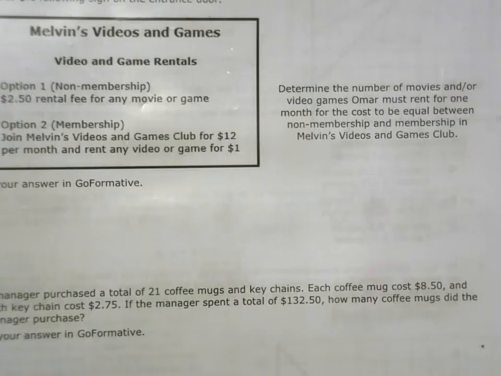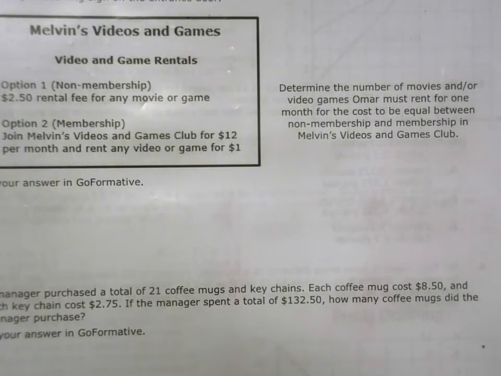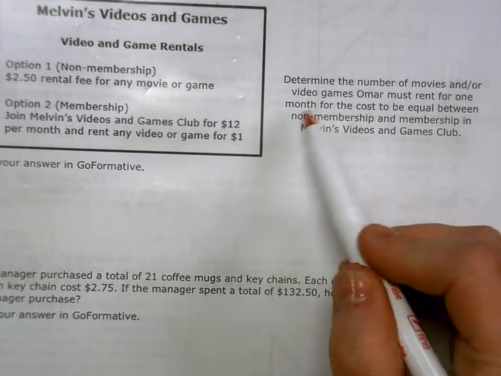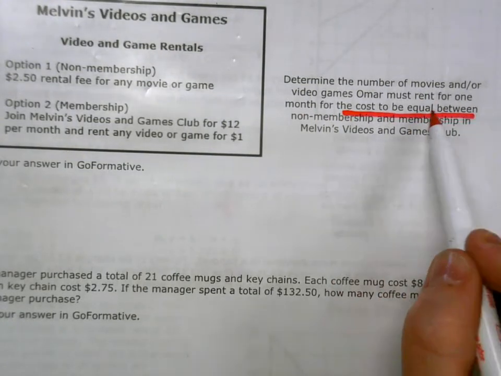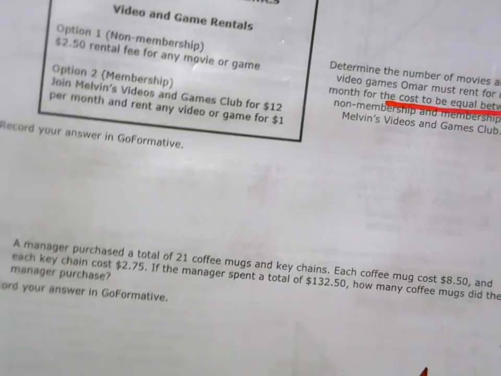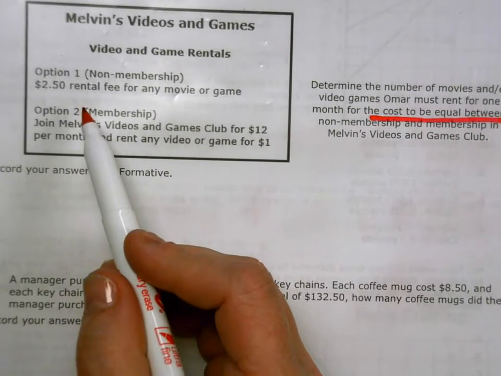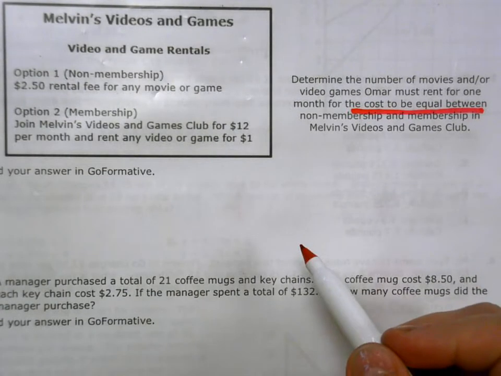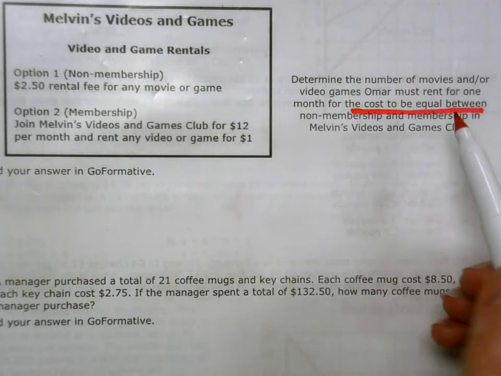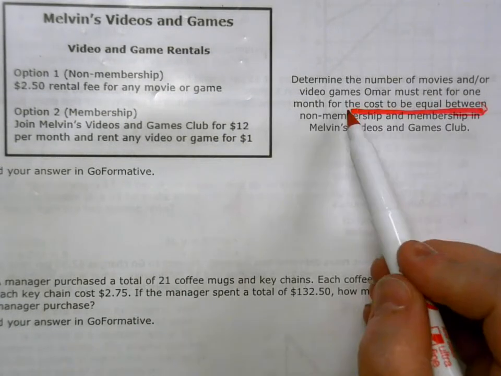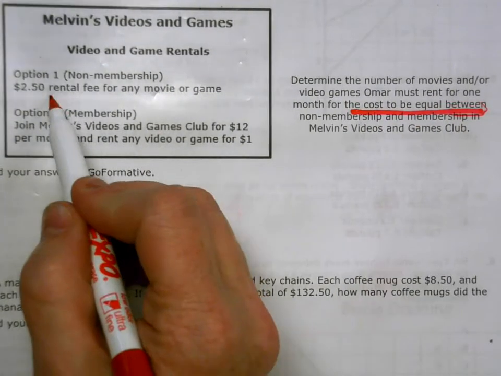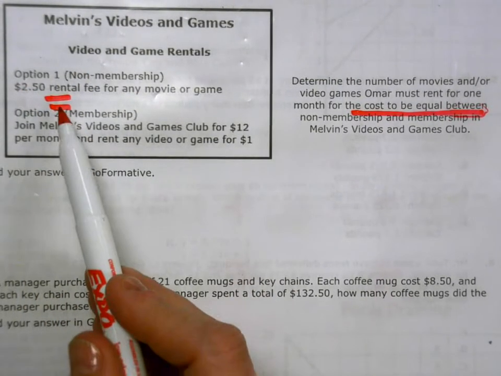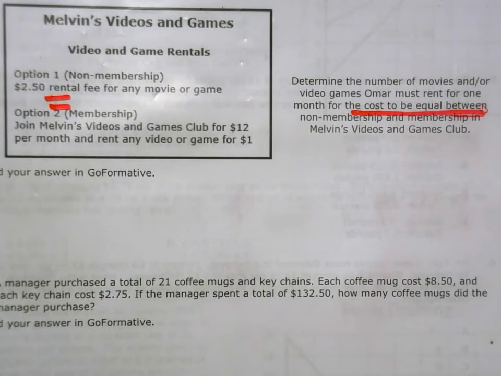If we read the problem, it says, determine the number of movies and/or video games that Omar must rent for 1 month for the cost to be equal between membership and non-membership. Even though we could set it up as a system of equations problem, it actually makes the problem more difficult than reading "equal to." If you want them to be equal, then you're just setting up one equation for this option and another equation for that option, and setting them equal to each other.